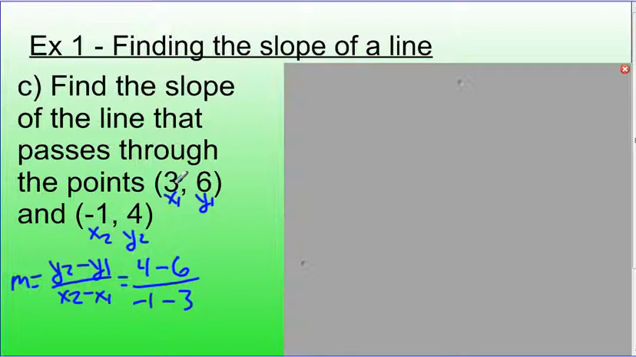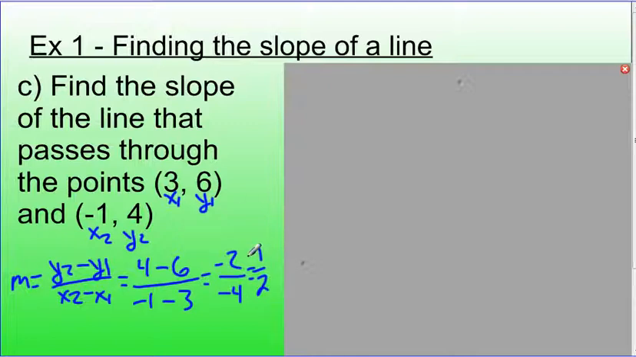y2 is 4 minus y1 is 6 over x2 is negative 1 minus x1 is 3. So I'm plugging in the values from the points that we labeled. Now you just do your math. 4 minus 6 is negative 2. Negative 1 minus 3 is a negative 4. And that simplifies to 1/2. So this guy has a slope of 1/2.